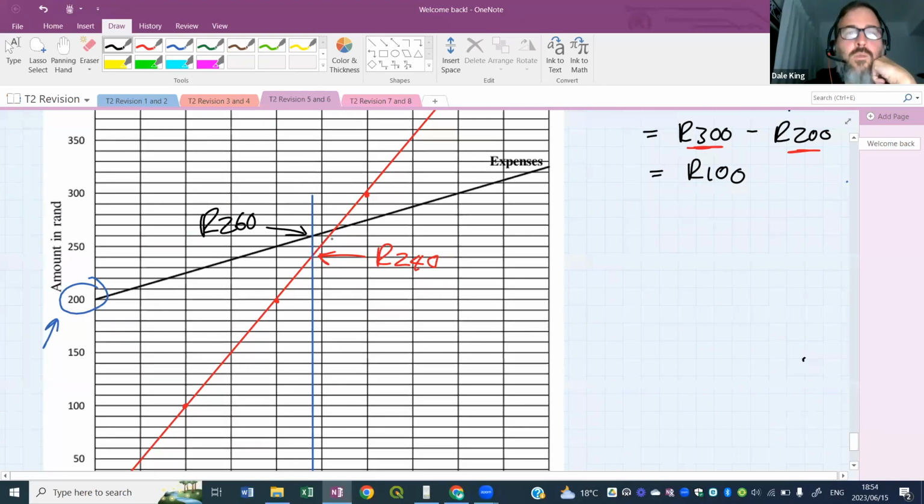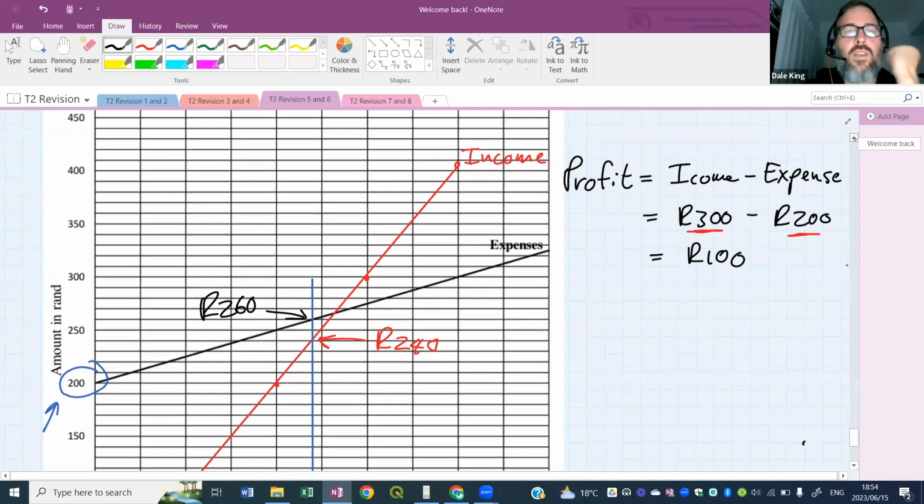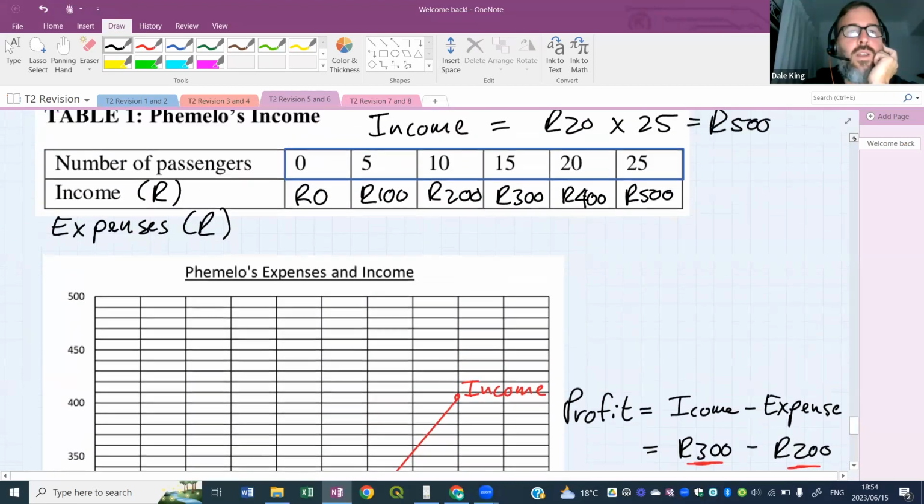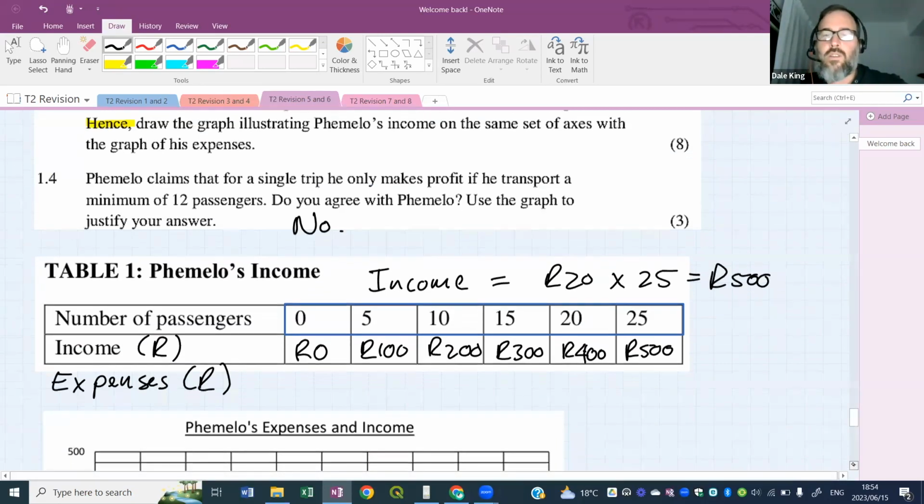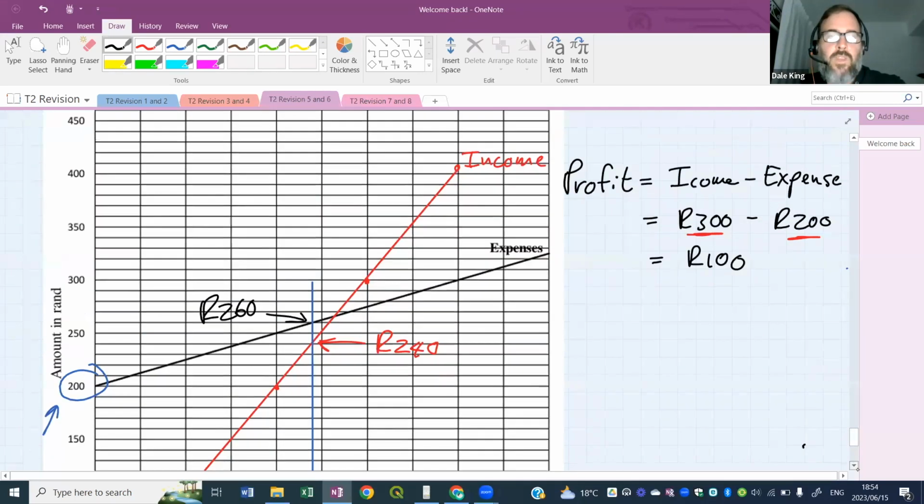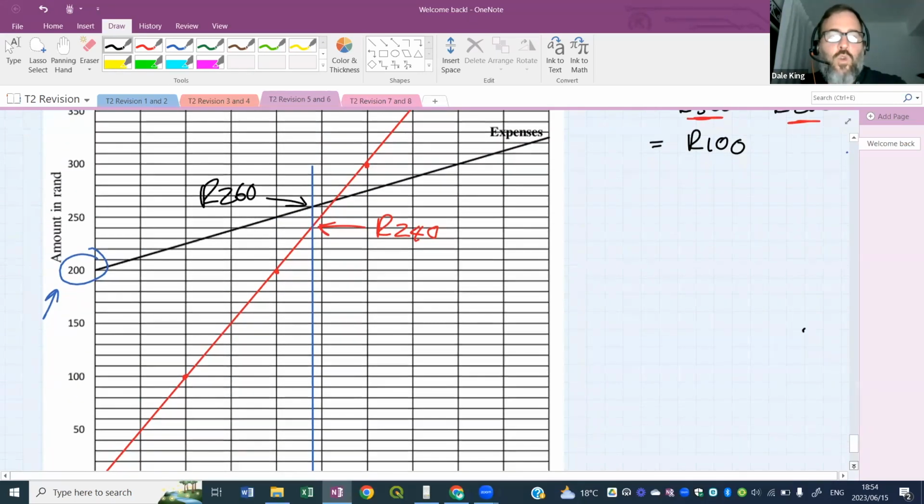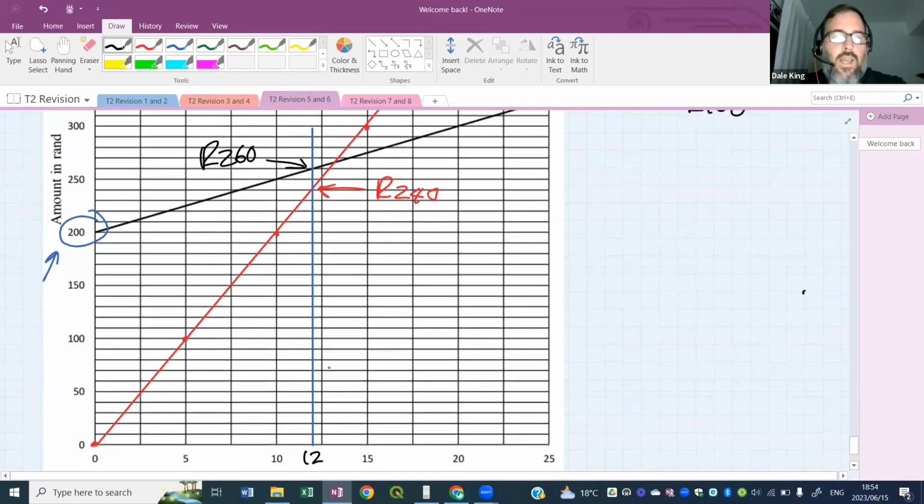No, it's below expenses. So his statement, let's read it again. The formula claims that for a single trip, he only makes profit if he transports a minimum of 12. Do you agree? We would have to say no. We don't agree. Then use your graph to justify your answer. So you're going to do something like this, ladies and gentlemen. You're going to have to draw a line up from 12 to cross through those two and show where the income and the expenses are for 12 passengers. Look how I've written the numbers. You can do that as well.